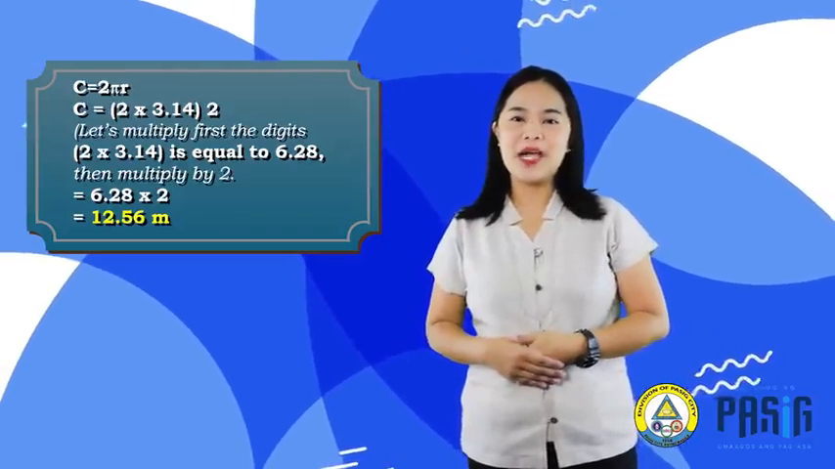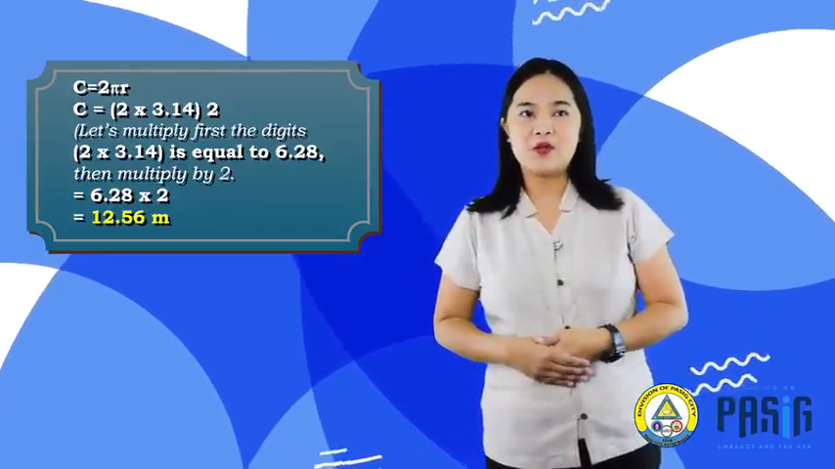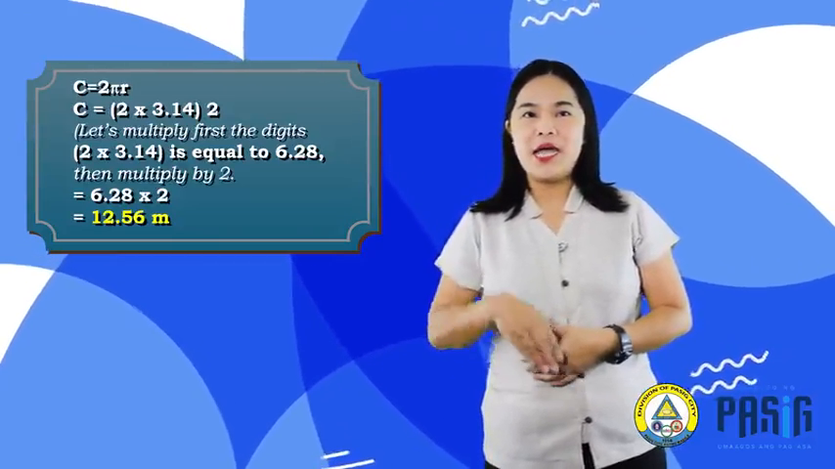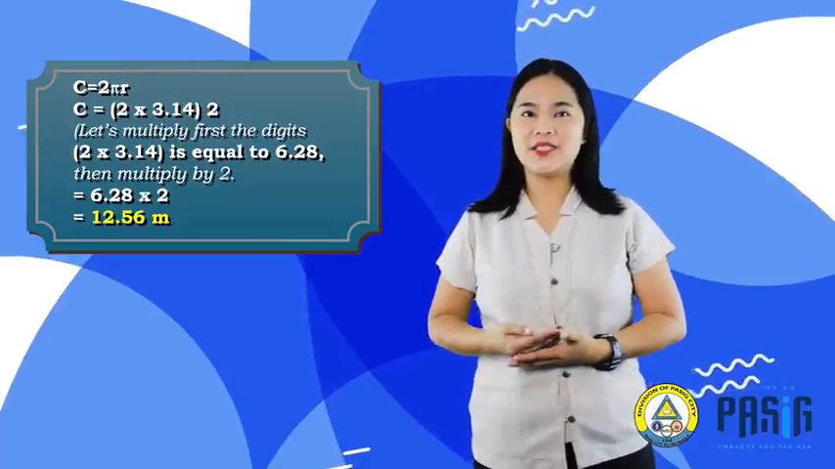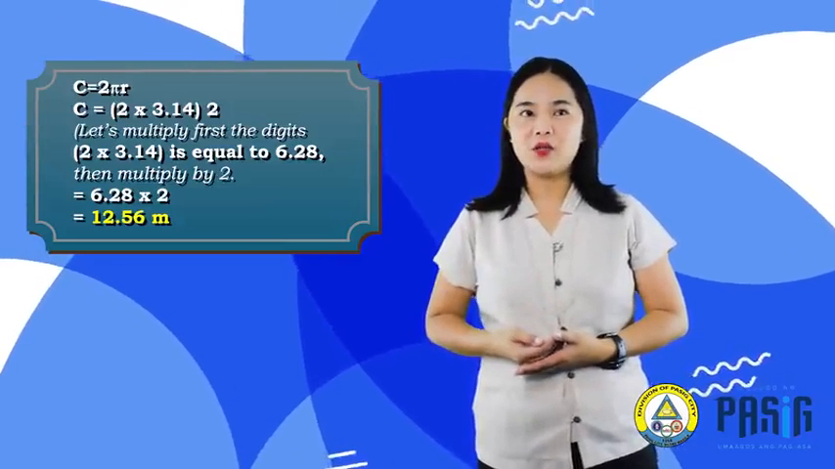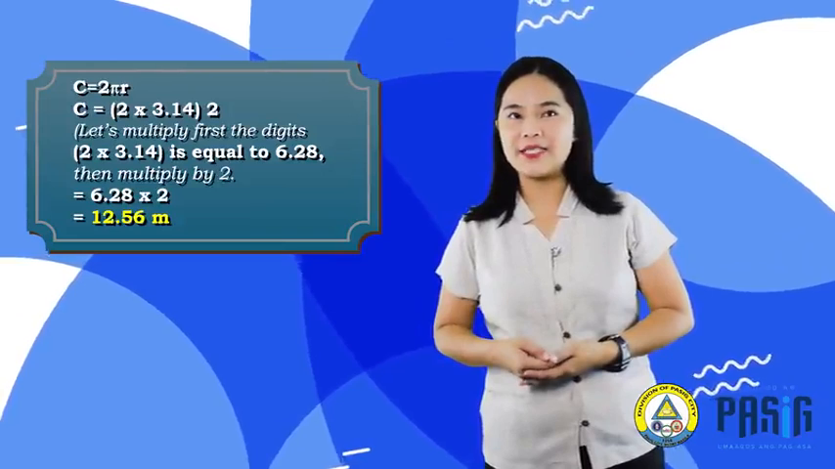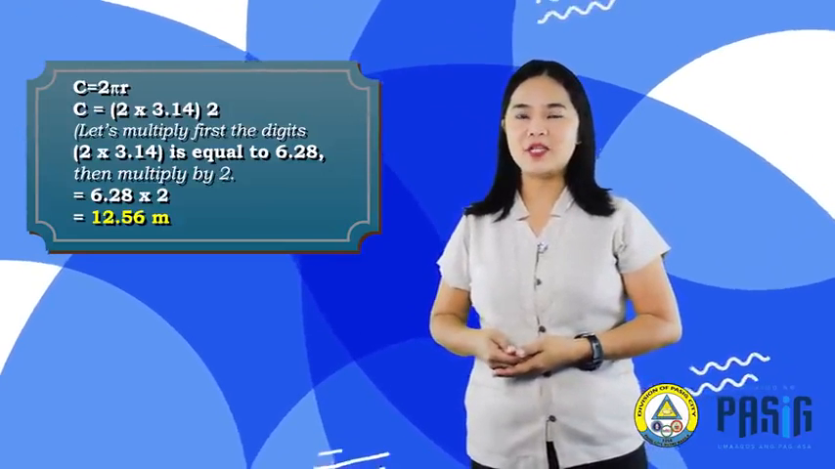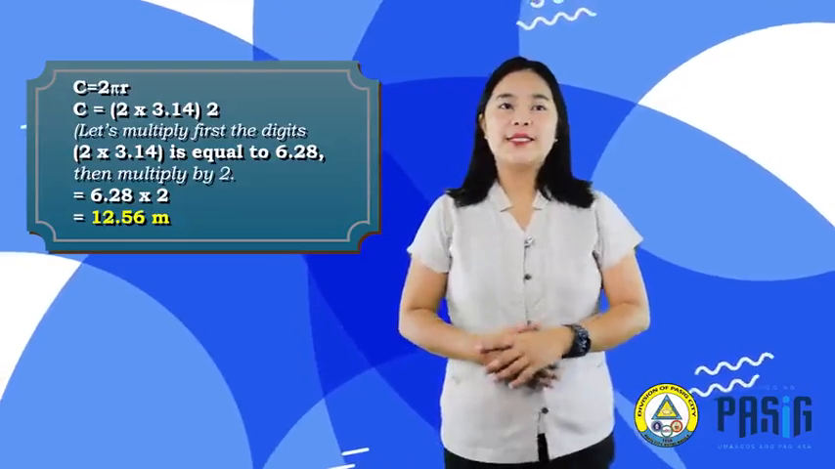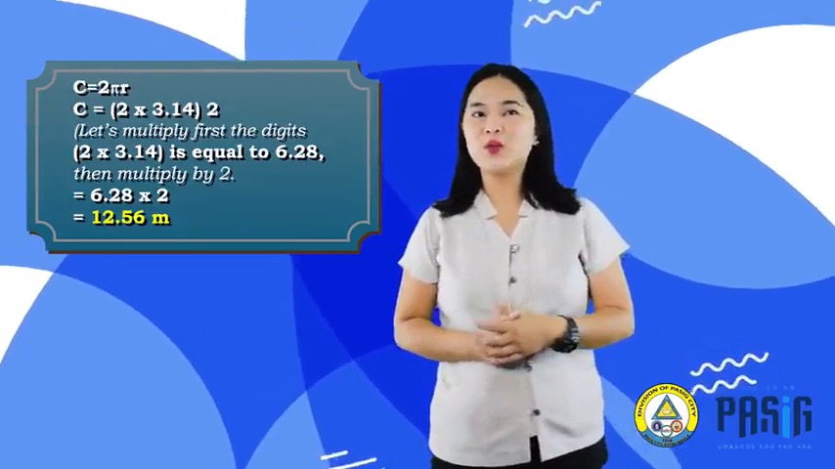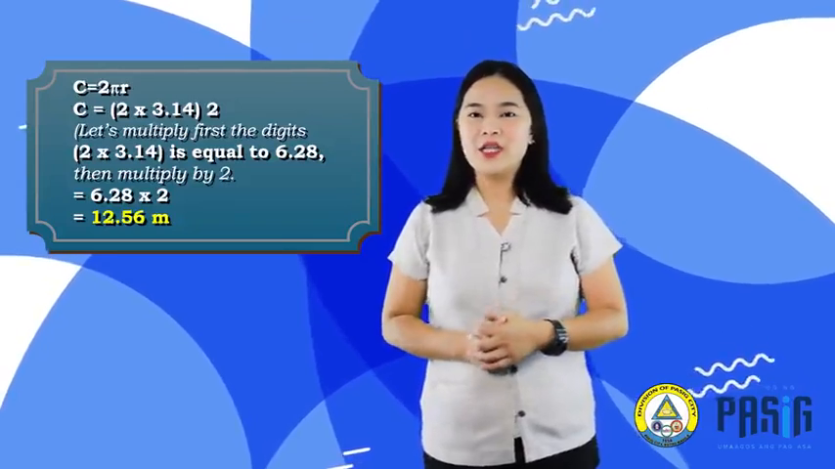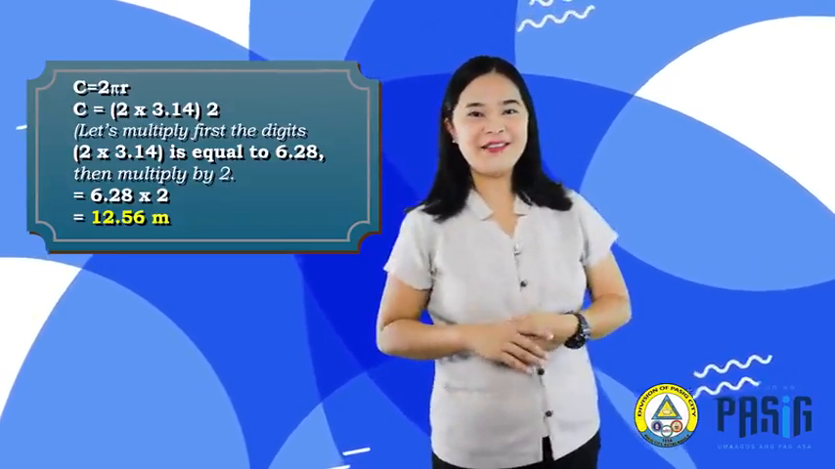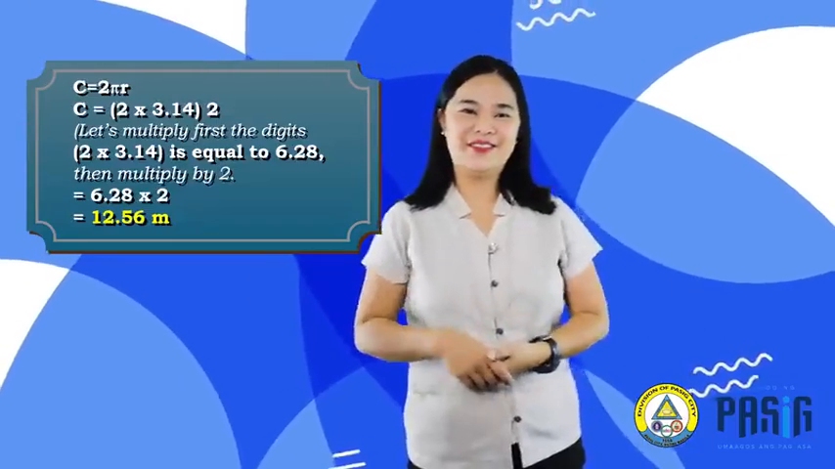Circumference equals 2 pi times radius. 2 times 3.14 times 2. Let's multiply first the digits in the parentheses. 2 times 3.14 is equal to 6.28. Then multiply by 2. 6.28 times 2. The product is 12.56 meters. Did you follow, children? Very good!